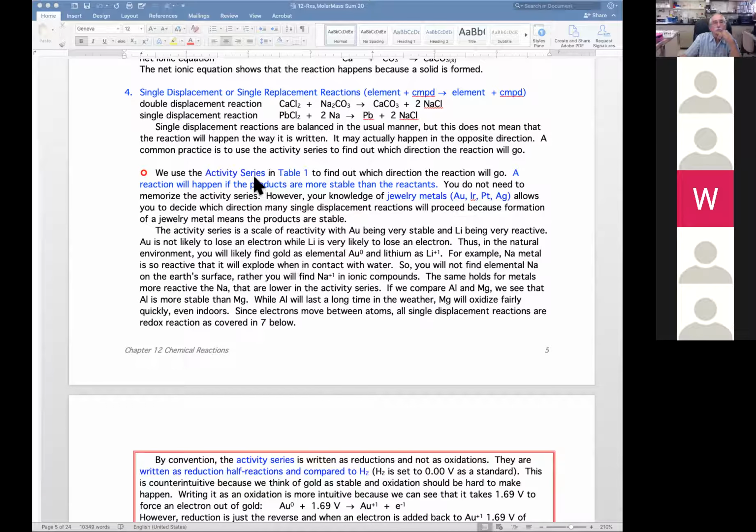So if we look at single displacement, I just compared a double displacement with a single displacement. If you look at a double displacement, calcium didn't do anything to change its electron state, neither did sodium, nothing did. But here in a single displacement, sodium went from a 0 to a +1. So sodium got oxidized. And lead went from a +2 to a 0, so lead got reduced. Okay, so it is a redox reaction.